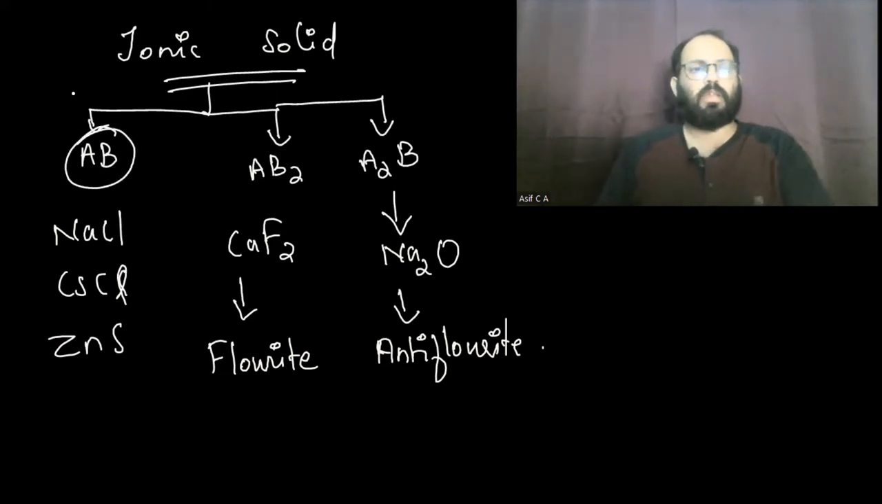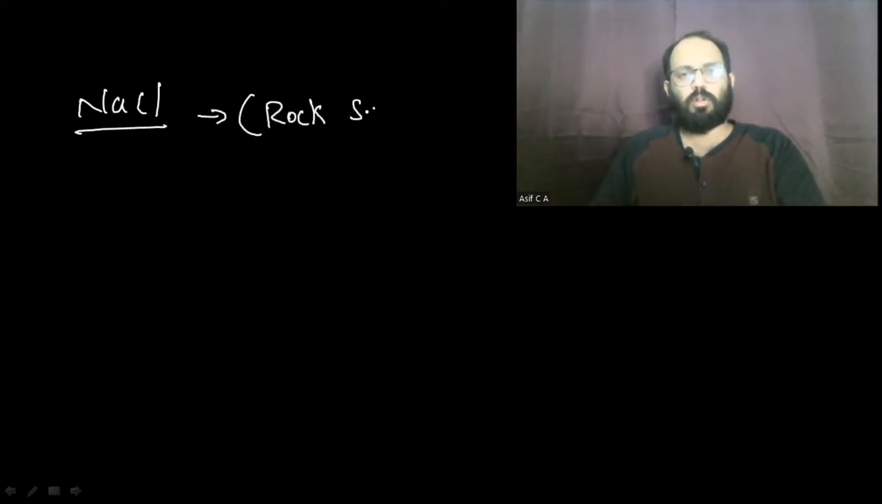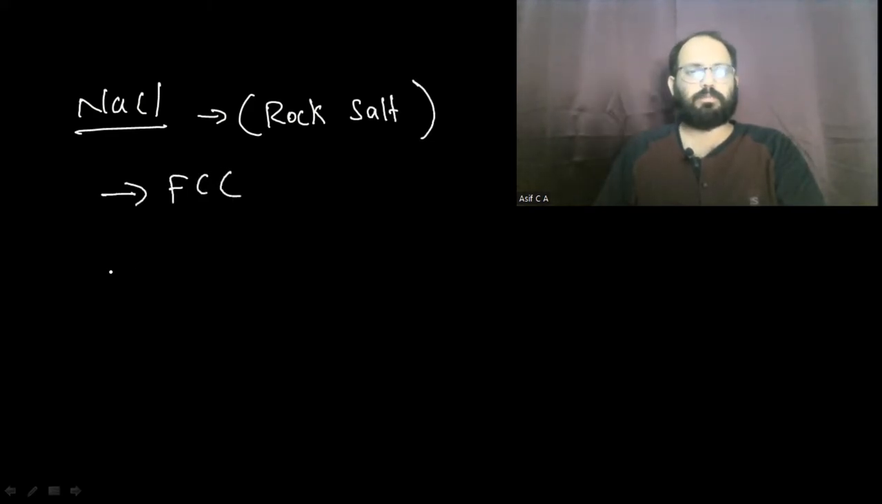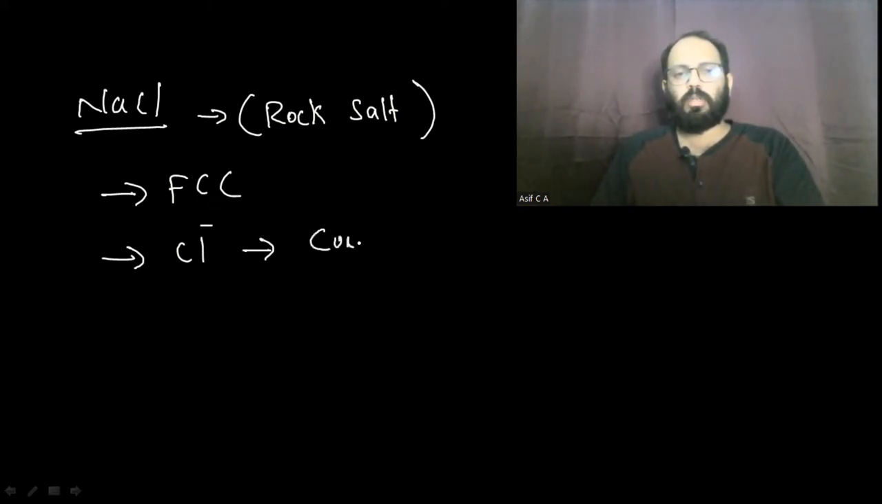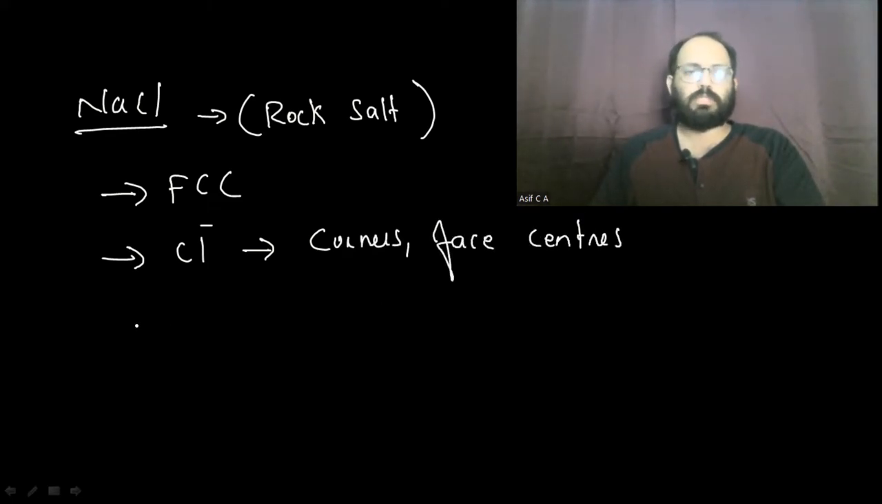AB type. NaCl, which has another name, rock salt structure. NaCl is forming FCC. Cl minus is going for packing, so it will be at the corners as well as the face centers. Cl minus occupies the corners and face centers.